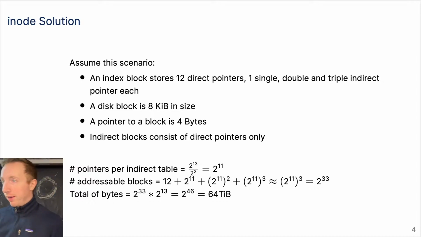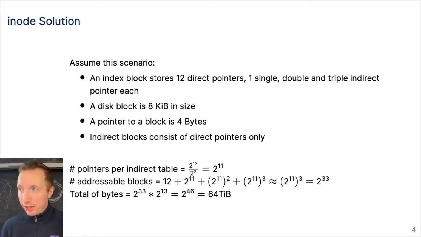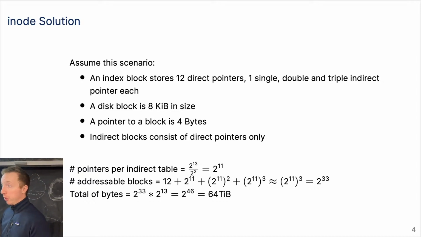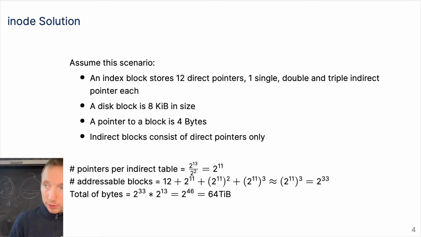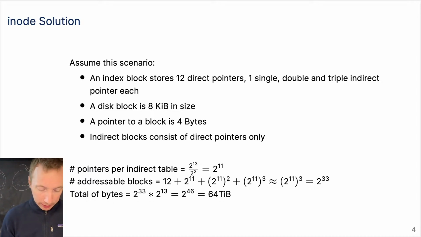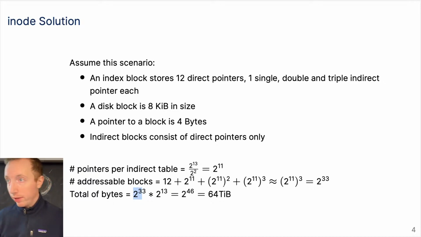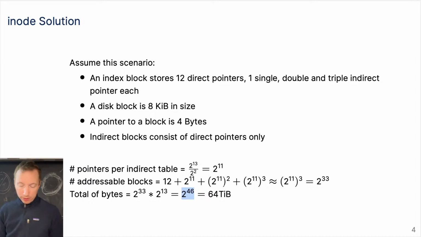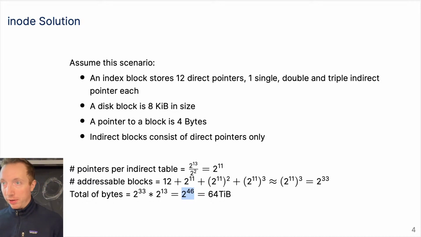So instead of adding all these numbers together and having a not nice power of 2, we can just estimate it to be the largest one, since that'll probably dominate the size of all of them. So 2 to the 11 to the power of 3 is going to be 2 to the 33. The total number of bytes that we could hold in a file would be 2 to the 33 blocks times how big a block is. A block is 2 to the 13, which would mean the maximum file size we could have is 2 to the 46, which would be 64 terabytes for a single file.